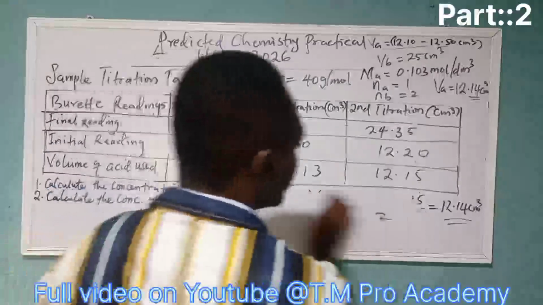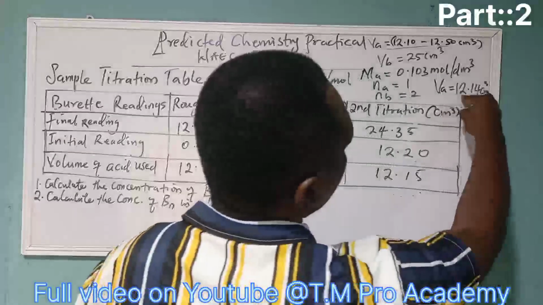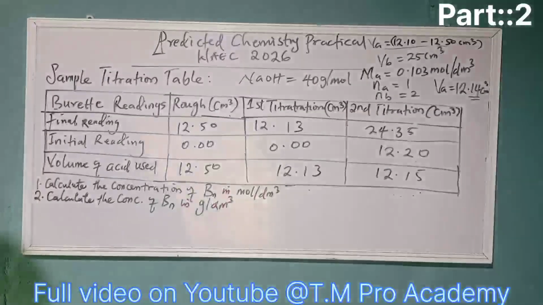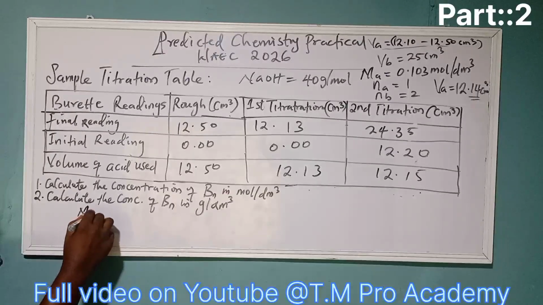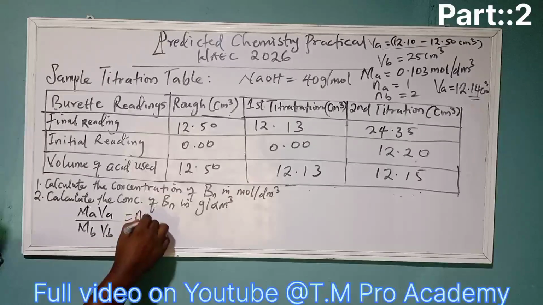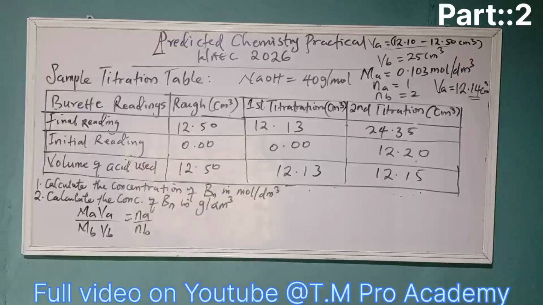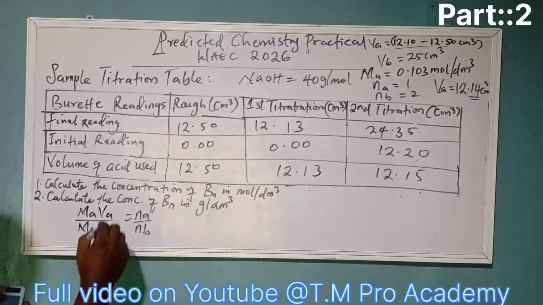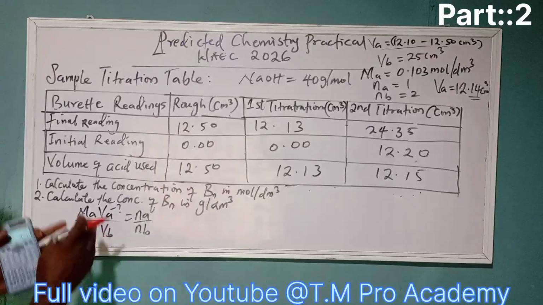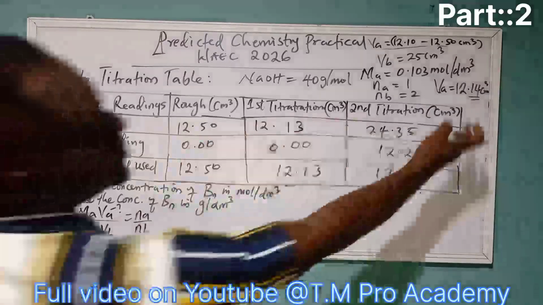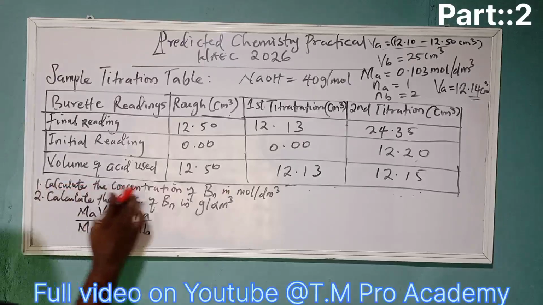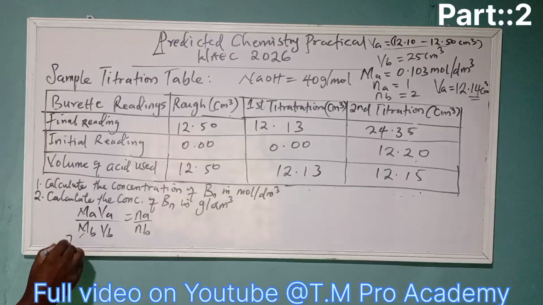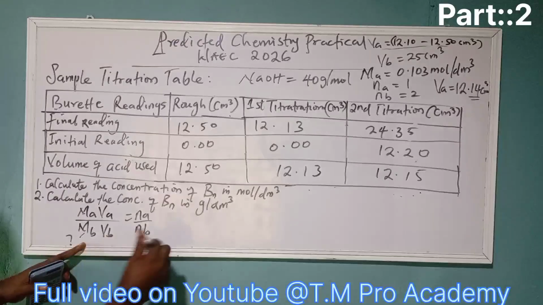So I'm going to erase this so that I have space to do other things. Now remember, the volume we got is still the same, so we're going to be working with that. Now to get this, use our interesting formula that says MAVA over MBVB is equal to NA over NB. Now remember, what we don't have here is VA. We don't have it, so we are going to calculate it. Okay, we have gotten VA already from this. What we don't have here is MB, because they say we should calculate the concentration of the base. So this is what we are looking for here. All right, so let's make this the subject of the formula.